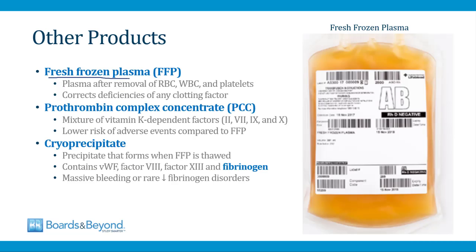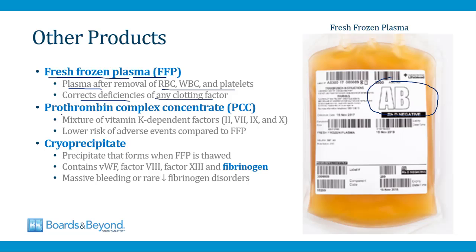Fresh frozen plasma, or FFP, is plasma after removal of red cells, white cells, and platelets. And it's rich in clotting factors, so it's used to treat patients who are coagulopathic. It can correct a deficiency of any clotting factor. You do have to match FFP to the patient's blood type, and that's because it's plasma from a donor, and so it contains antibodies from the donor.